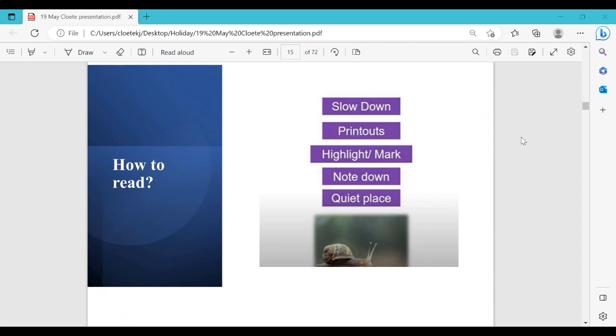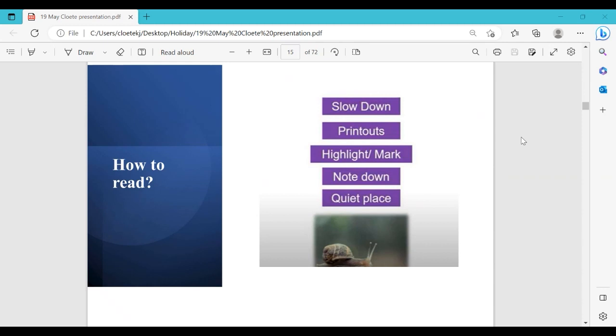Then how do you read it? You need to find a quiet place. Some people like reading with some type of music. Sometimes this is a bit distracting for other people. So find a quiet place where you can really just focus on what you are reading, because sometimes you may be reading a very complicated paper and then you need some silence and some focus to read through this. Slow down, read it in your own time.